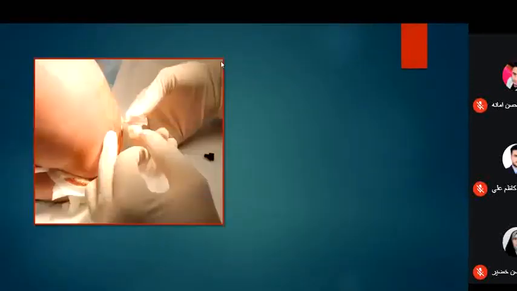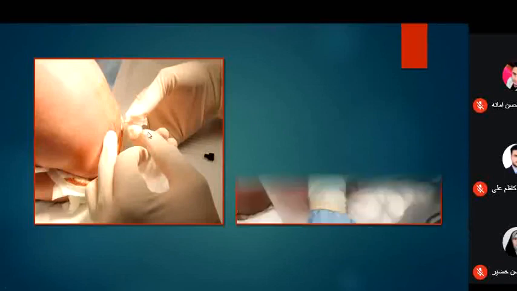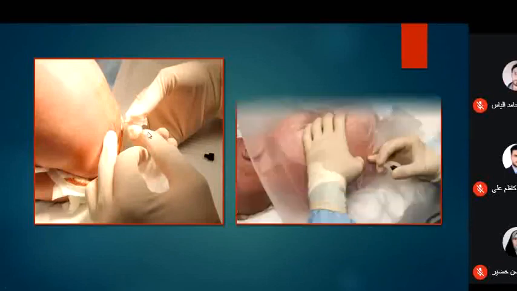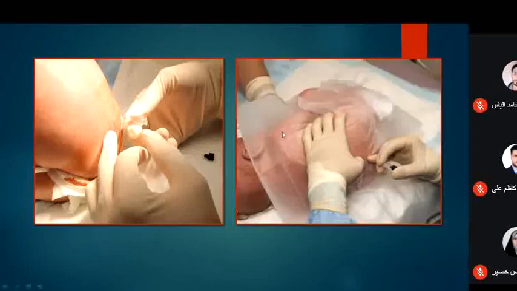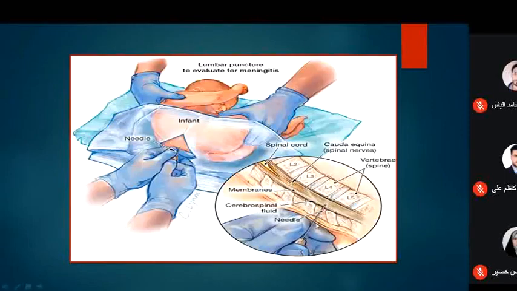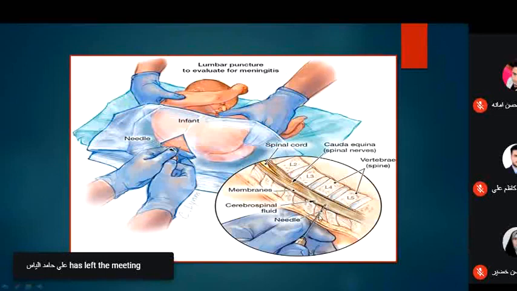And this is again for a neonate, see the size. This is the stylet removed, the needle inside, and collecting the CSF sample. And this is lateral decubitus for the newborn. So we can use both. This is again showing how the needle is inserted parallel to the spines, in the L4, L5 space, and inside the subarachnoid space.